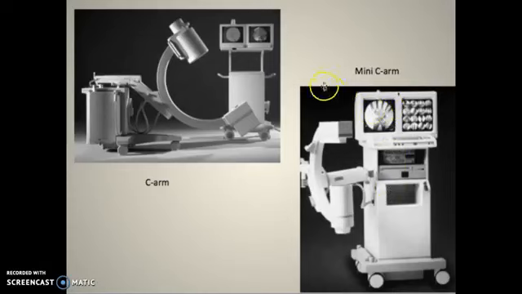So here you can see a regular C-arm. This is a mini C-arm. You can see how small it is. This is great for any kind of small ortho work: feet, ankles, wrists, hands. It's not good for larger body parts. You need to have a full C-arm.